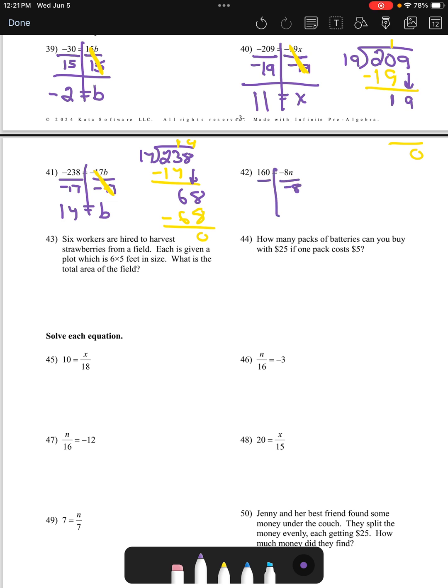Number 42. We will divide both sides by -8. We know our n is alone. We know our solution is negative because we have a positive 160 being divided by a -8. Now, we could break out long division for this. Or we can think a little bit more strategically.